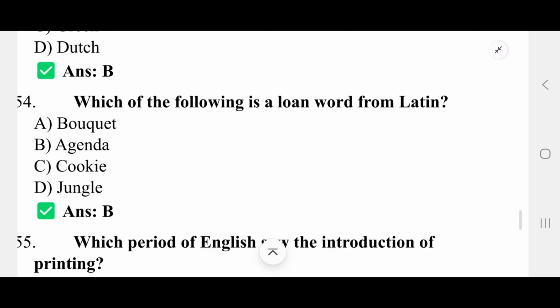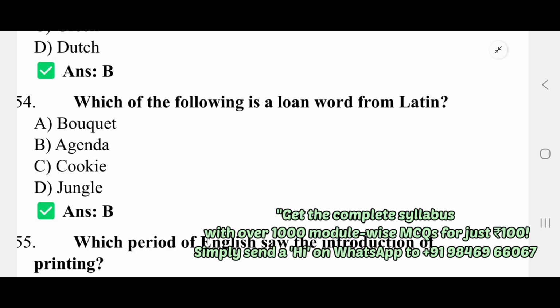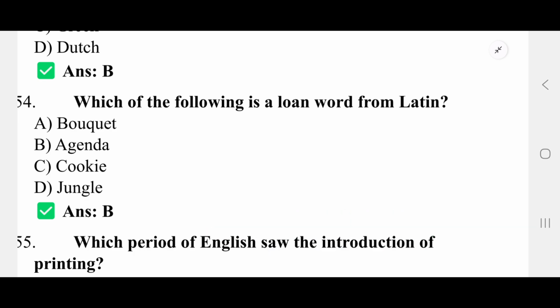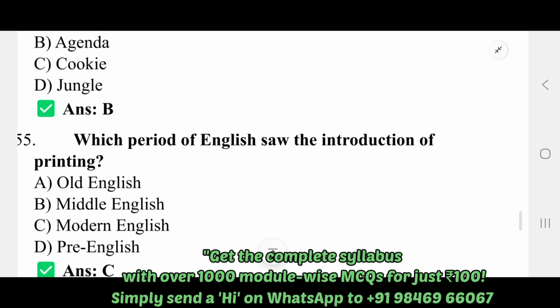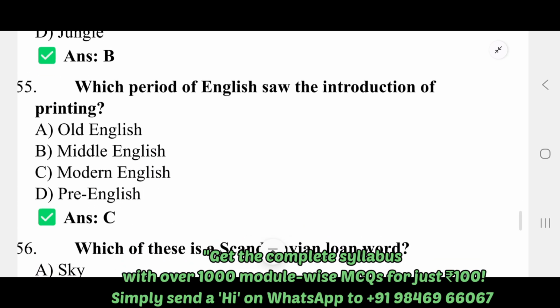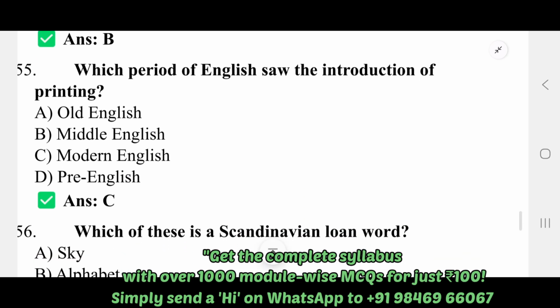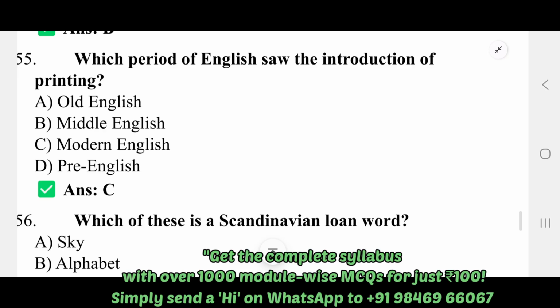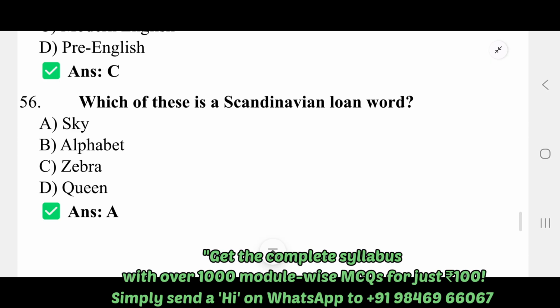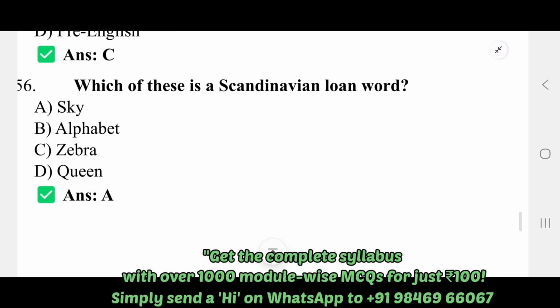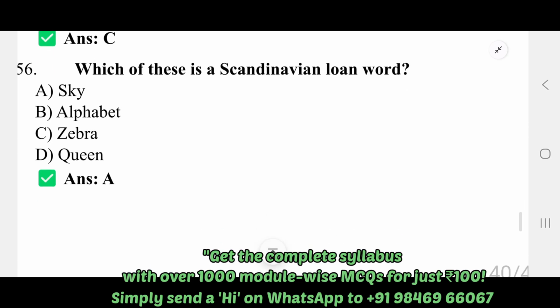Which of the following is a loan word from Latin? Bouquet, agenda, cookie, jungle. Option B, agenda. Which period of English saw the introduction of printing? Old English, Middle English, Modern English, Pre-English. Option C, Modern English. Which of these is a Scandinavian loan word? Sky, alphabet, zebra, queen. So option A, sky.